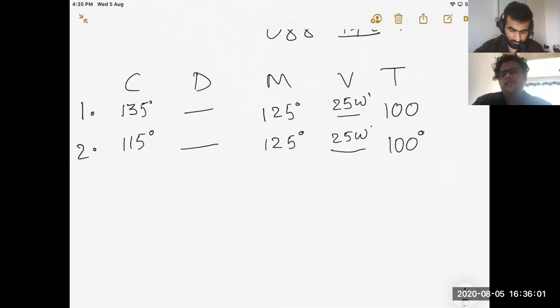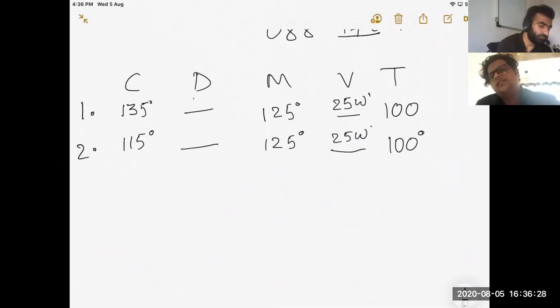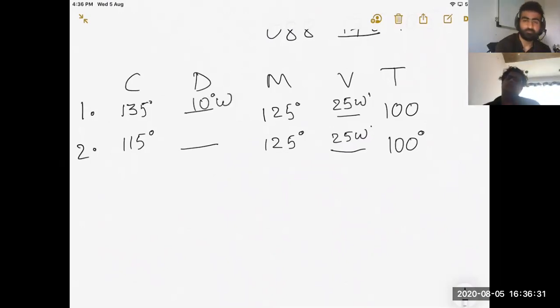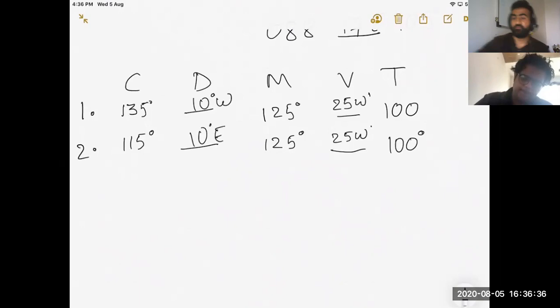And deviation. In deviation also we will follow the same procedure. So the first deviation is 10 degrees west. Very good. And in the second it will be 10 degrees east. Perfect. Feeling confident? Yes, sir.